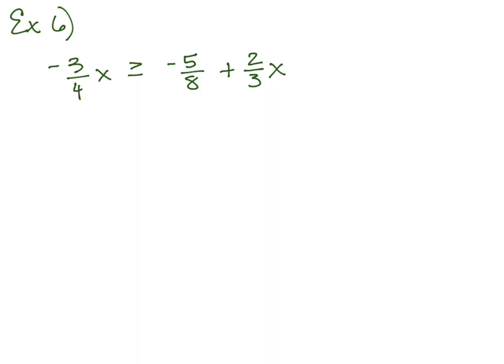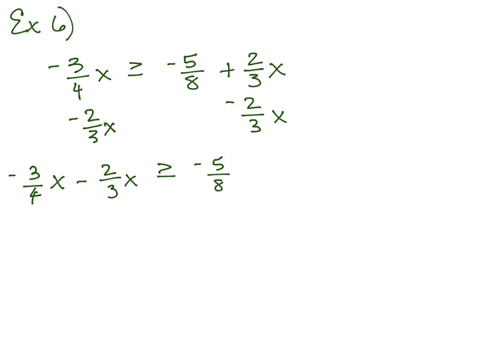So same idea here. We want those letters on the left side. So we can subtract this 2/3 x from both sides. But I'm not able to combine the two unless what? Unless those fractions have common denominators. So technically you could write it out like this. Negative 3/4 x minus 2/3 x. This is what your textbook does. They write it all out and then they go get common denominators. Is greater than or equal to negative 5/8.